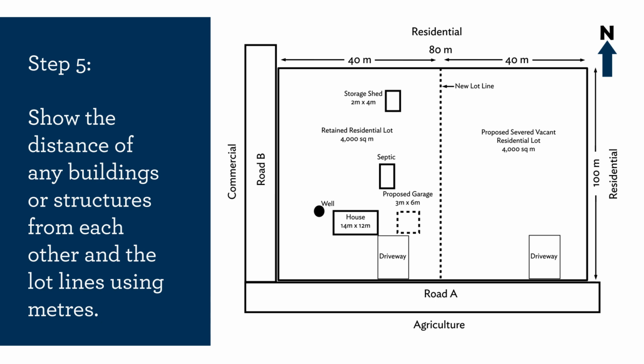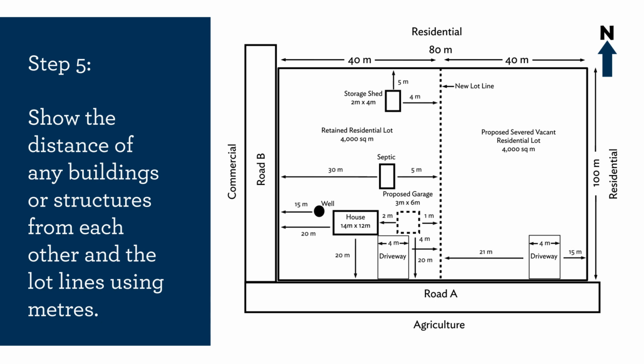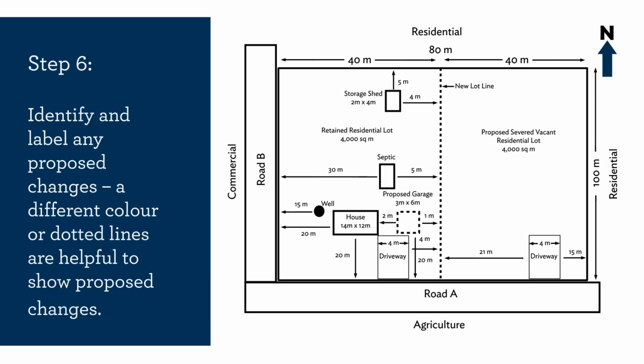Step 5. Clearly show and label the distance between any buildings or structures and other buildings and property lines in meters. Dimensions and distances should be provided for all buildings or structures that were added in Step 4. Step 6. Identify and label the changes you are proposing on your property. Dashed lines or different colors are helpful to show proposed changes.